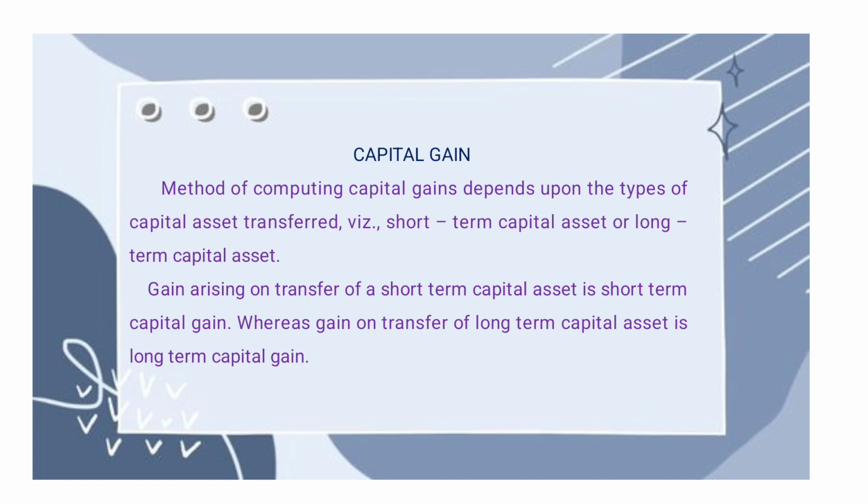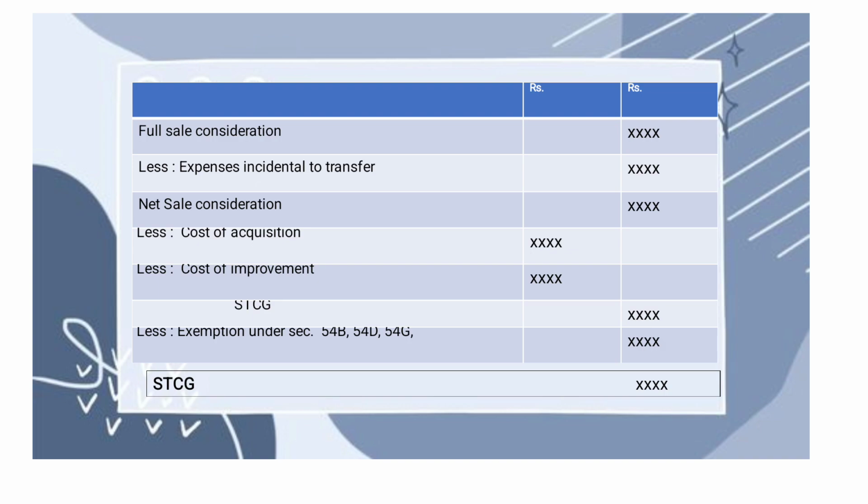Then how do we calculate the capital gain? We have to follow some methods while computing capital gains. Usually, capital gains depend on the type of capital asset transferred, for example, short-term or long-term capital asset. The gain or profit arising from the transfer of a short-term capital asset is called short-term capital gain. Likewise, any gain arising from the transfer of a long-term capital asset is called long-term capital gain. While calculating short-term capital gain, we consider some deductions from the full value of consideration.